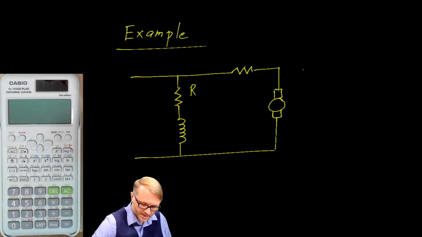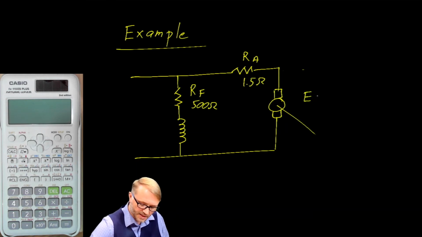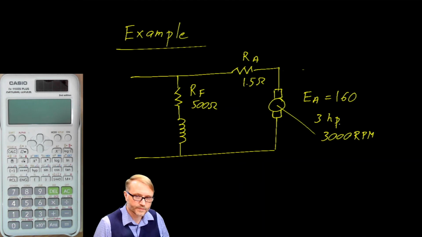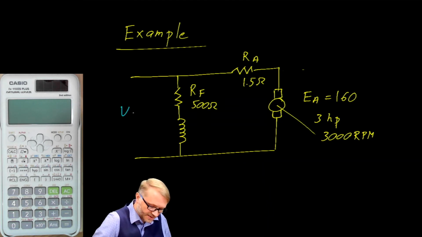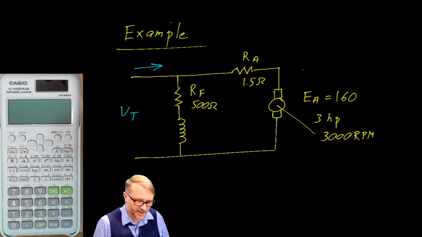We'll assume the resistance on the field is 500 ohms, and the resistance on the armature is 1.5 ohms. We'll let the back EMF equal 160 volts. We'll assume 3 horsepower output at 3,000 RPM. Let's see if we can find the terminal voltage and the current that's flowing into this machine.